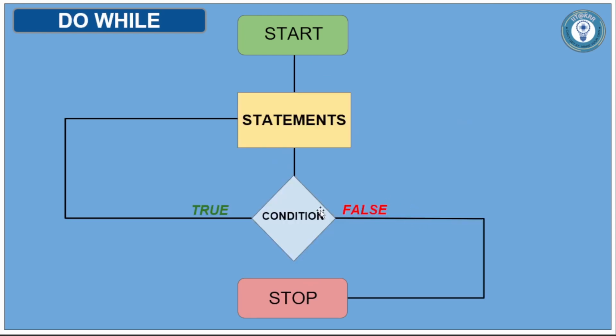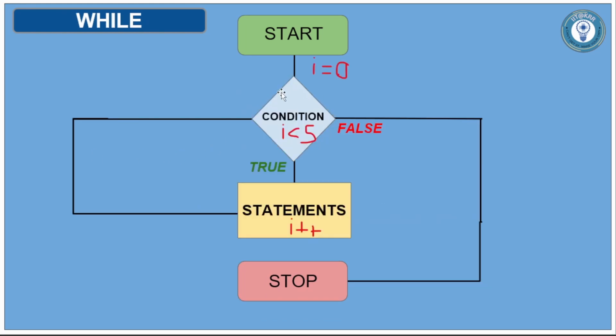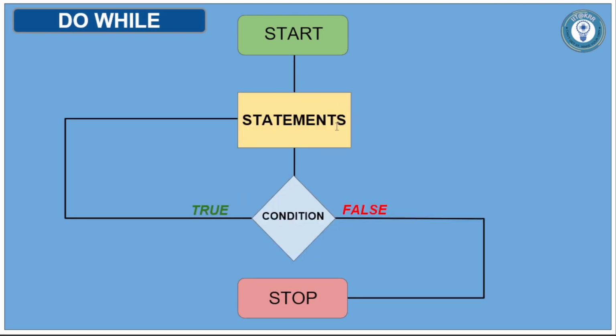Do while loop is similar to while loop. The only difference is the statement will get executed, then the condition is checked. In the while loop, the condition is checked first. If the condition is true, then only the statement gets executed. So first it executes the statement, then it checks the condition. If it is true, it will go like this and execute the statement once again and check the condition. If the condition is false, it will terminate the loop. So for at least one time, the statement will get executed.